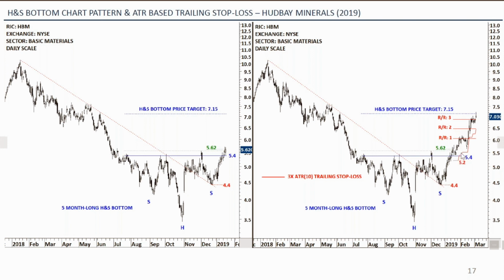A trailing stop loss is something that trails the price as the price goes up. As the price goes down, it starts going flat, so it never goes down. It always goes up, and it always remains flat when the price starts coming down. You can see that it's trailing the price during this pullback and then the continuation. The price target of 7.15 in this case covered 1 to 3 and a little bit more on the upside. So the gain was 3 times the risk you took in the beginning.